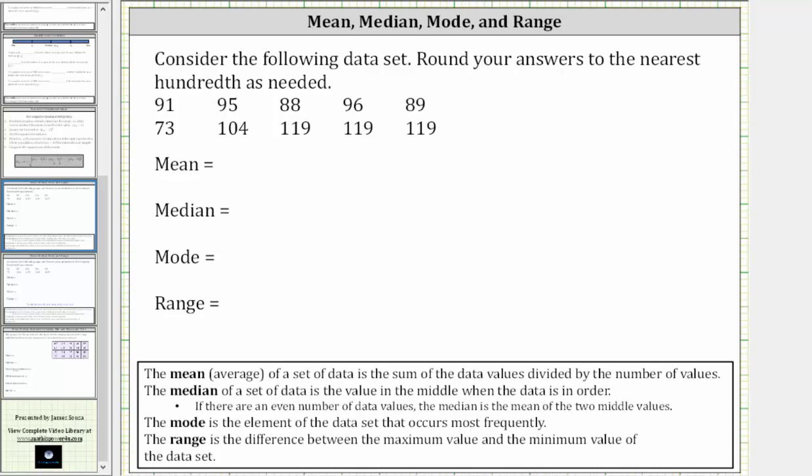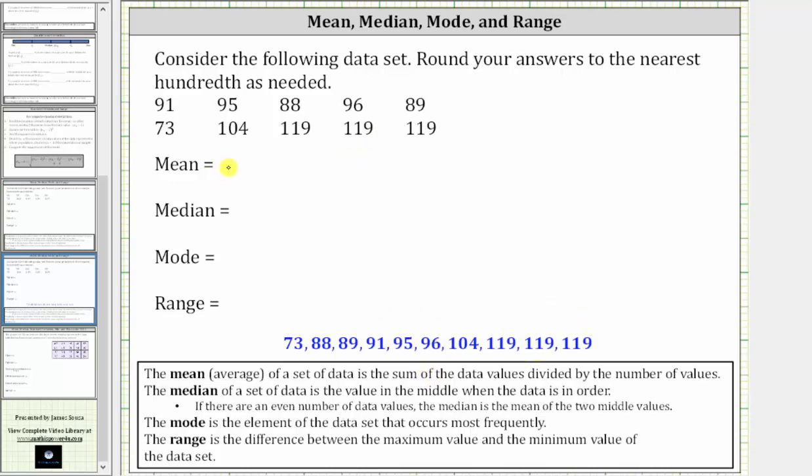We are given a set of data and asked to determine the mean, median, mode, and range. Only the median requires the values to be ordered from least to greatest, but let's begin by putting them in order from least to greatest because it does make it easier to keep track of all of the values, which I've already done here below to save some time.